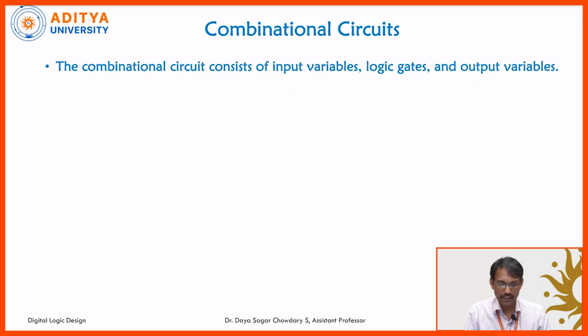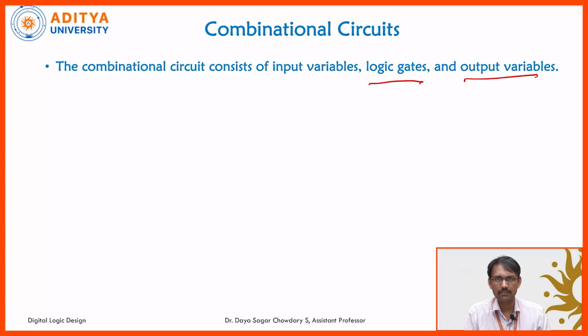Coming to combinational circuits, a combinational circuit consists of input variables, logic gates and output variables. These are the major terms used inside combinational circuits. The inputs are what we give to the block, and the block contains all the logic gates, and finally we get the output.